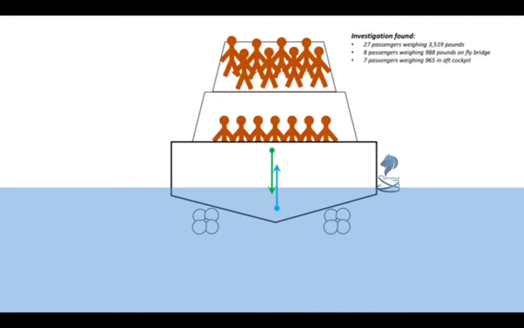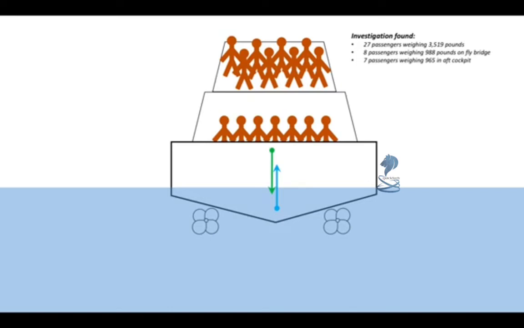The investigation found that the boat had 27 passengers on it, and those 27 passengers in total weighed 3,519 pounds. It was an average of about 130 pounds per passenger. There were some older folks, some adults, and a number of kids ranging in ages.